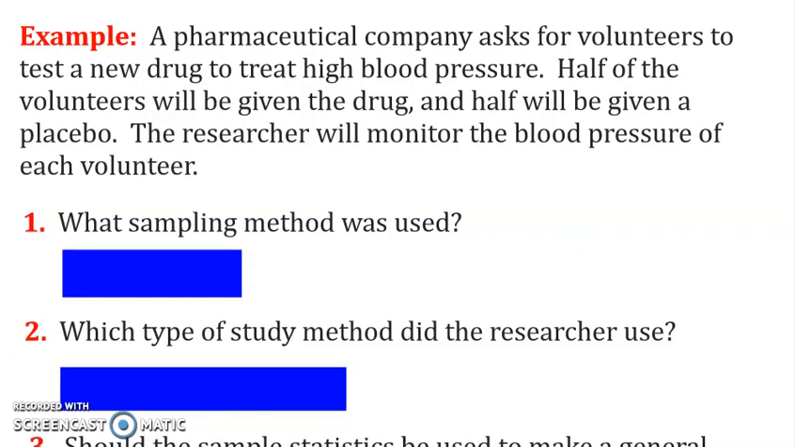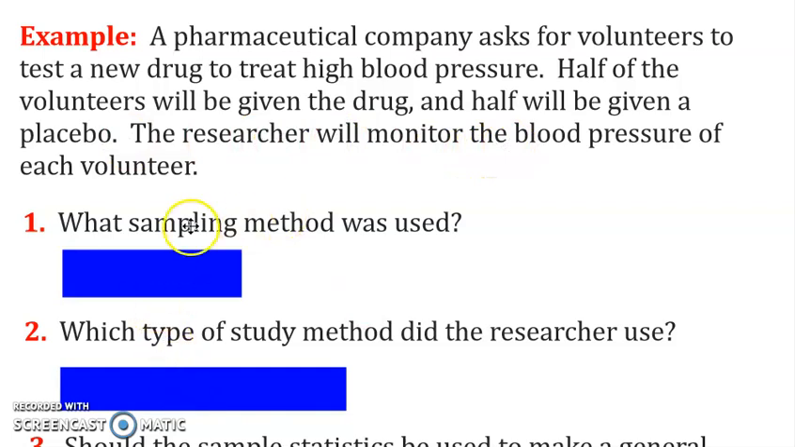All right, home stretch here. A pharmaceutical company asks for volunteers to test a new drug for high blood pressure. Half of them will be given the new drug, half of them will be given a placebo, so a fake medication or a sugar pill or a Tic Tac. Not TikTok, Tic Tac, little tiny breath mints. The researcher will monitor the blood pressure of each volunteer.